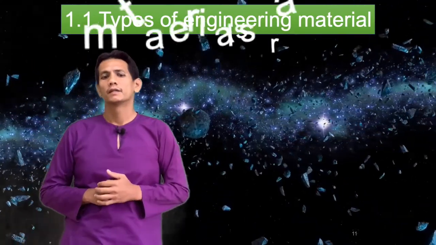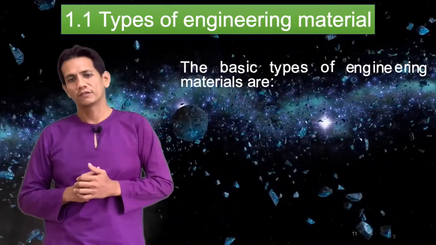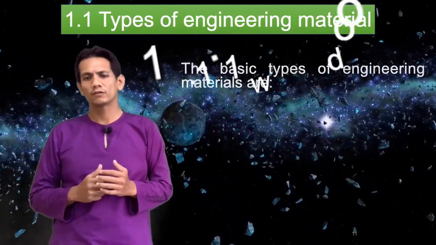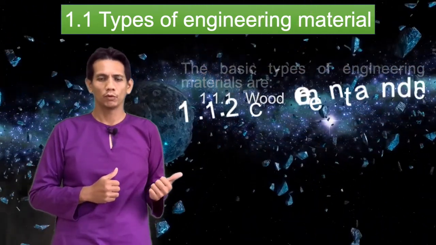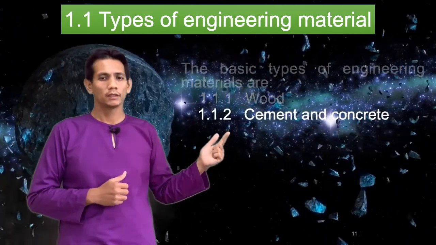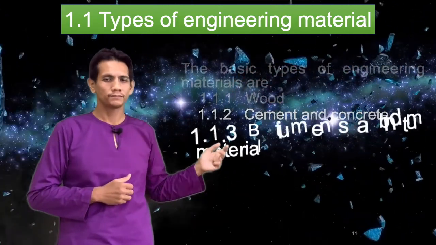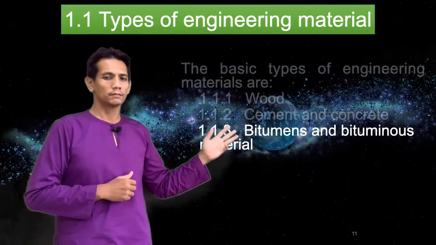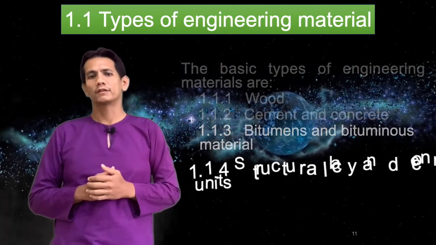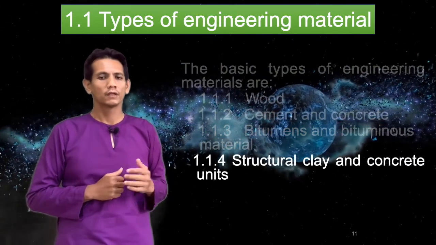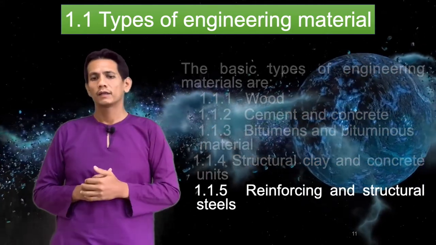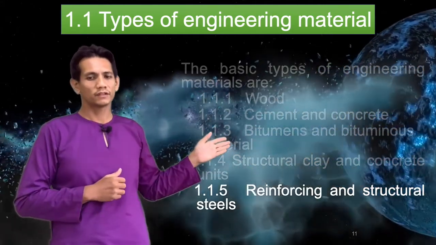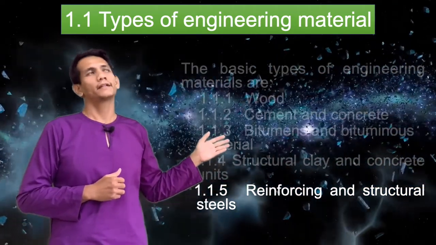Alright? Types of engineering materials. So basic types of engineering materials are wood, number one. Number two, cement and concrete. Third, bituminous material. Fourth, structural clay and concrete units, and reinforcing and structural steels as shown in the previous slide. Alright, these are the types of engineering materials.